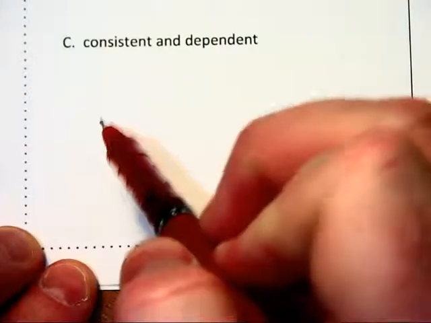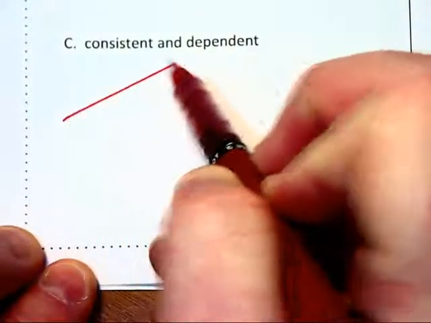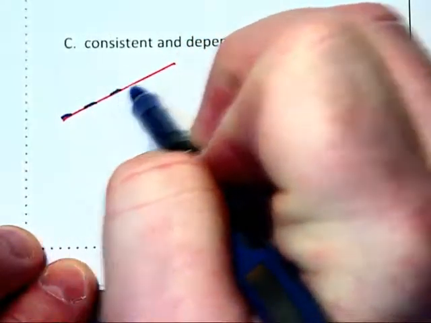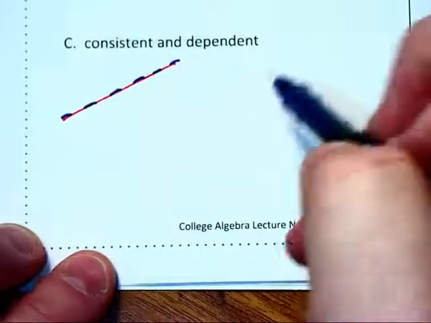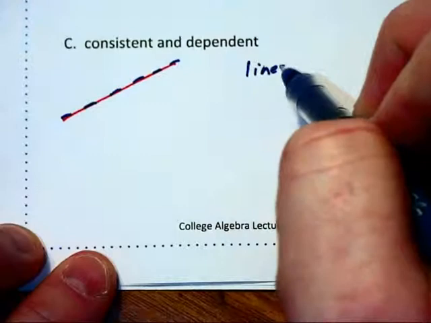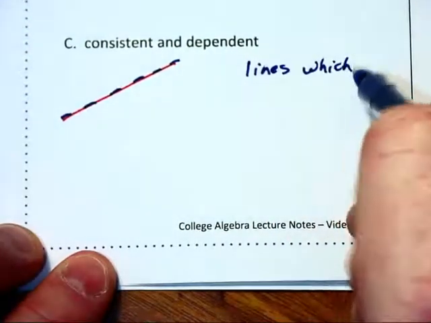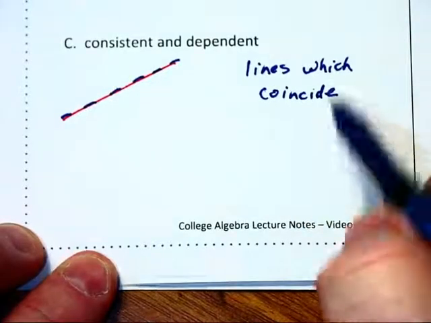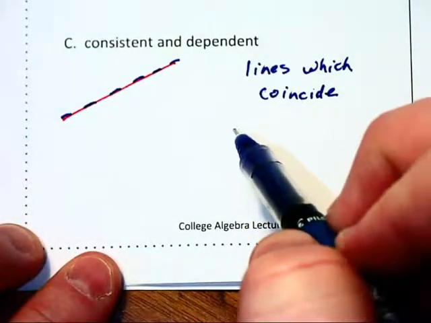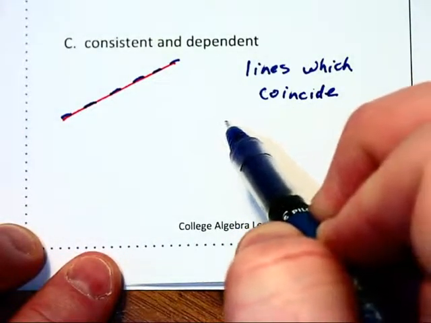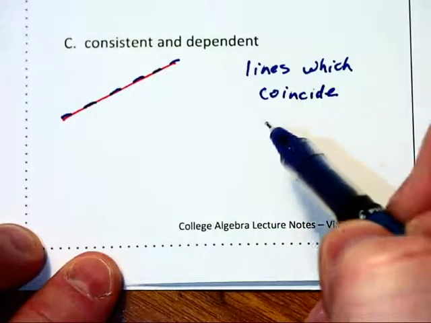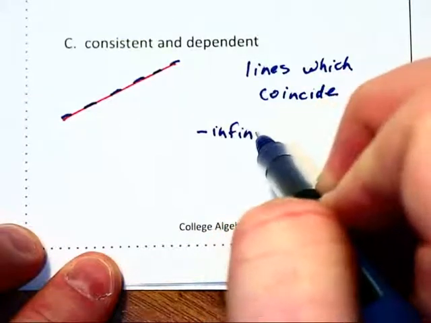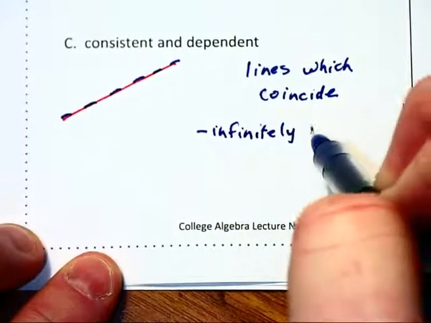In this third case, we're going to have two lines that actually lie on top of each other. They are the same lines. So they are lines which coincide with each other. And we don't say that there is an infinite number of, and we don't say all real numbers, we say infinitely many solutions.